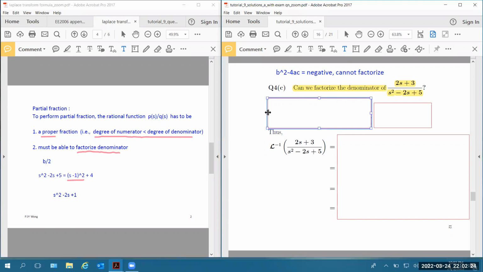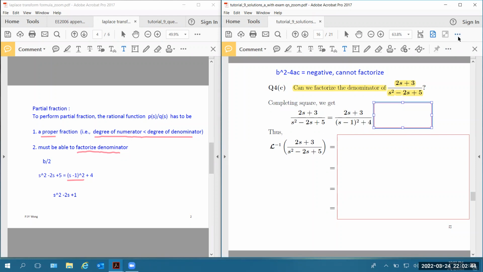So we go and complete the square, and then you will get what I have here: (s minus 1) squared plus 4. Still okay? All right. And then after this, still not finished.